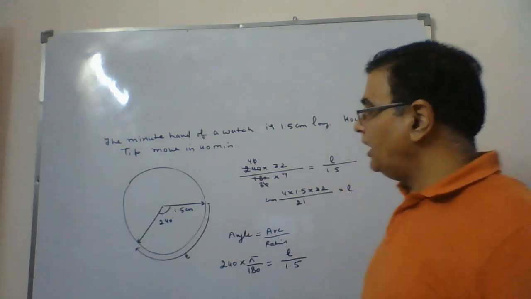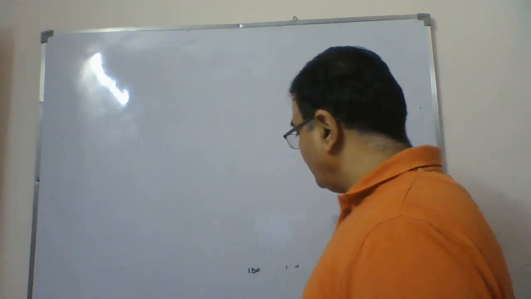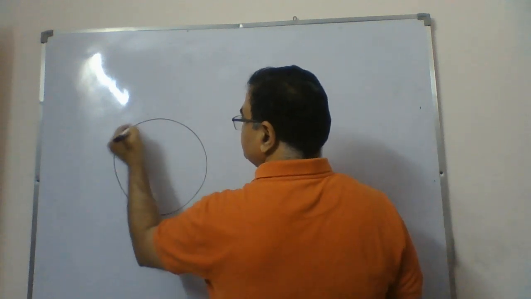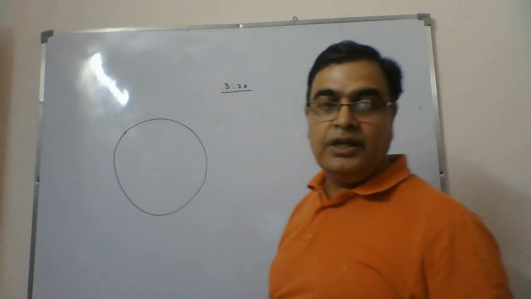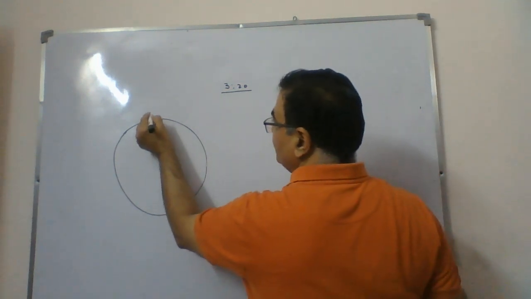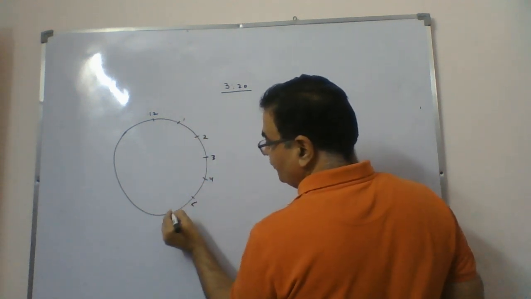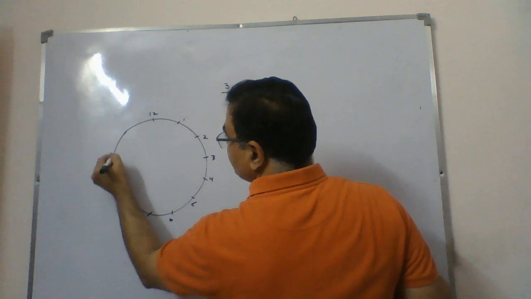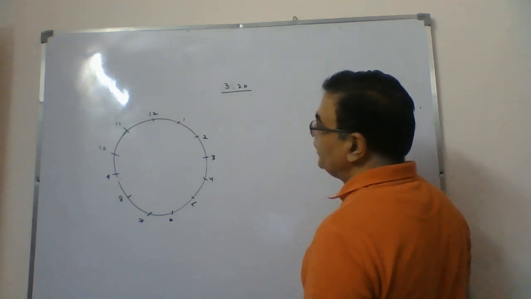Now one more question they can ask. What is the angle between the minute hand and the hour hand at 3:20? This is another question we are taking. When the time is 3:20, what should be the angle between the minute hand and the hour hand? We know this is 12. This comes out to be 1, 2. This will be 3, 4, 5, 6, 7, 8, 9. This will be 10, 11. This type of clock we have. And in this case, the time is 3:20.